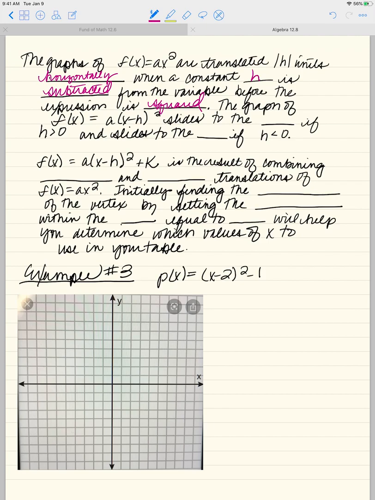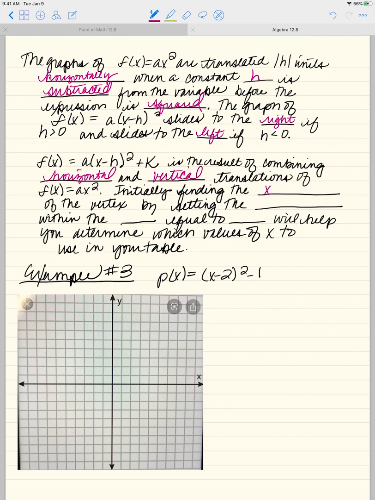The graph of f of x is equal to a times x minus h slides to the right if h is greater than 0, and to the left if h is less than 0. And we saw that in examples number 1 and 2. f of x is equal to a times x minus h squared plus k is the result of combining both horizontal and vertical translations of f of x is equal to ax squared.